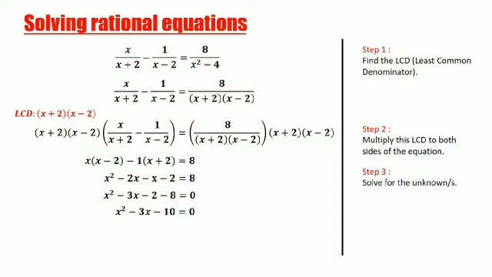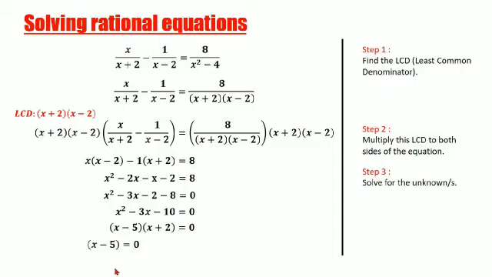Here, we have a quadratic equation, and this equation can be factored. If you find a quadratic equation that cannot be factored, you may use the quadratic formula. But here, we can factor it, and the factors are x minus 5 times x plus 2 is equal to 0. The next step is to equate each of these factors to 0.